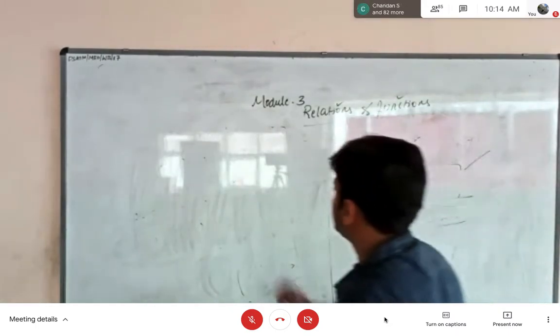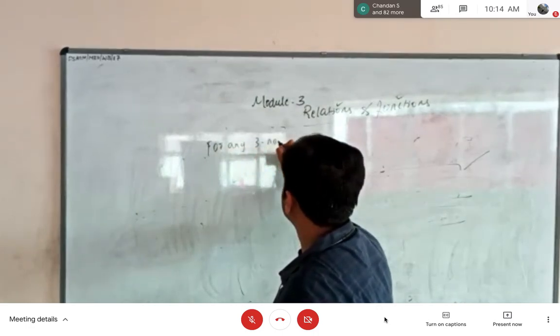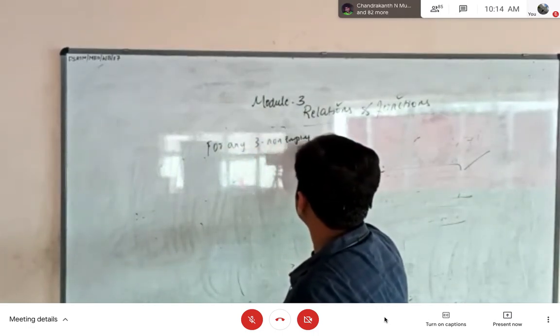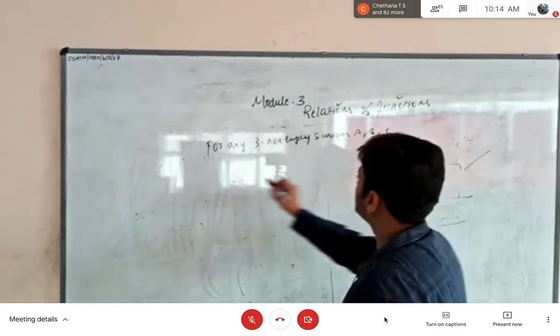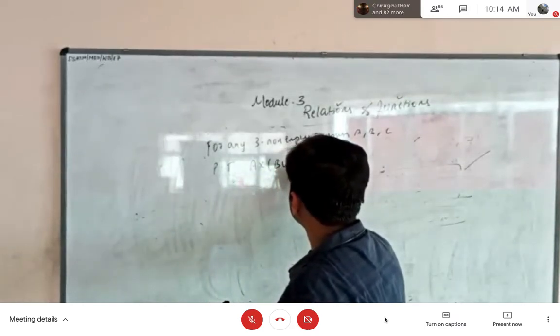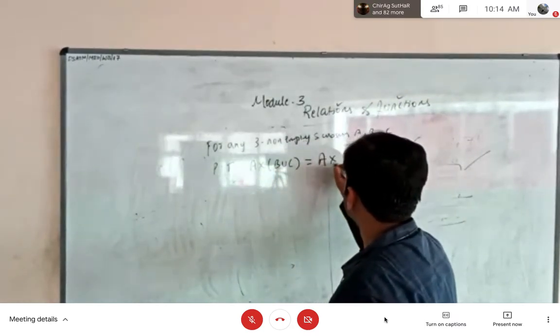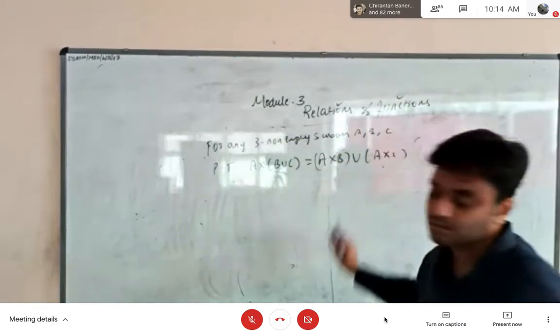So for any three non-empty subsets A, B, C, prove that A cross of B union C is equal to A cross B union A cross C. Okay, so this is the theorem.